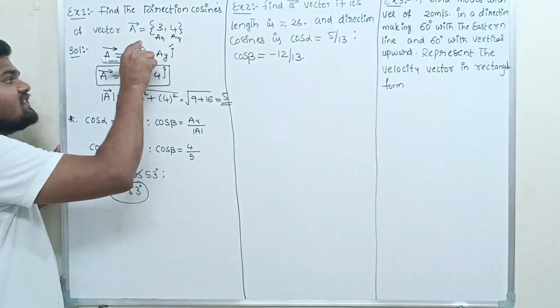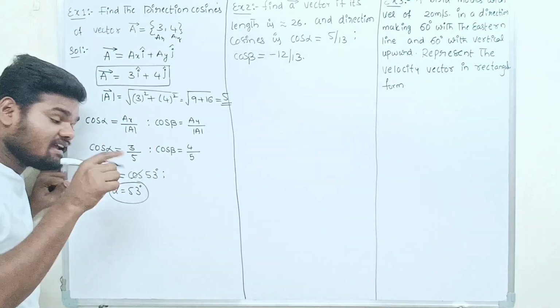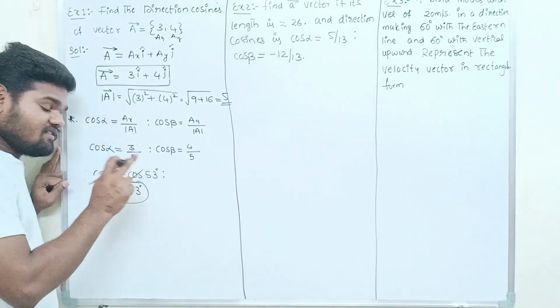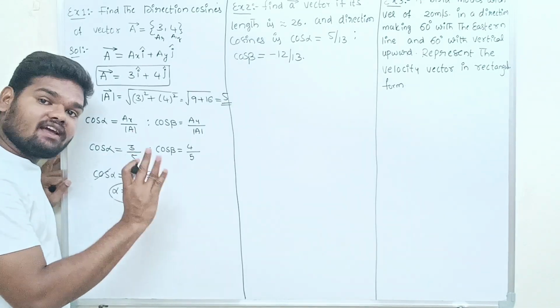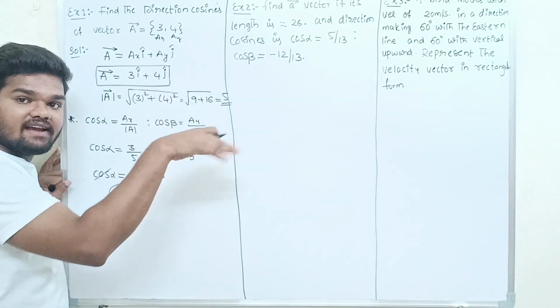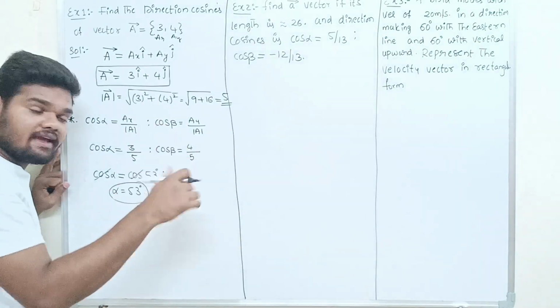That means whatever vector a bar is given, this a bar vector is making an angle of 53 degrees with the x-axis. Alpha is what? The angle made by the given a bar vector with the x-axis. So we have written it in a diagram now. So the a bar vector is at 53 degrees from the positive x-axis.